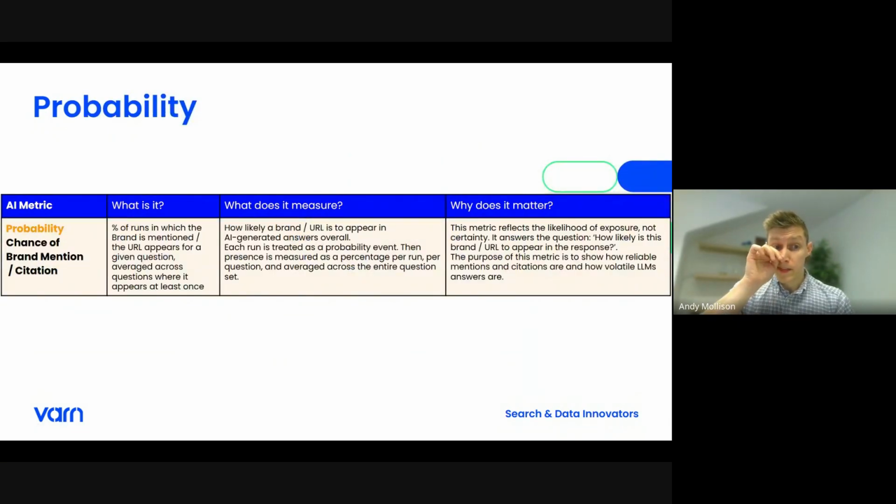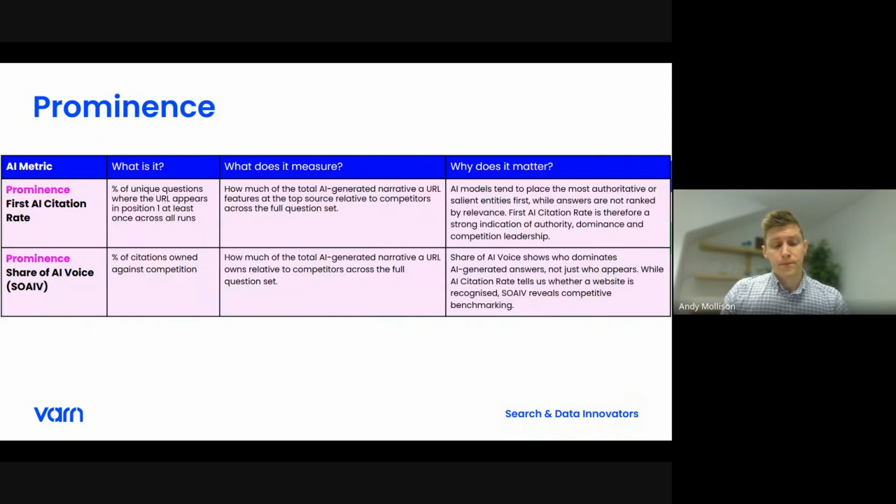Probability. This is the chance of your brand being mentioned or cited across the whole set of runs that we've done. So kind of a combination of those two metrics to say, on average, you're being mentioned 43% of the time in that particular topic. And then prominence: what's the chance of you being mentioned in first position? If you're the first linked article, that's obviously also quite important to know. It means you're not just visible, but you're also dominant in that area too.